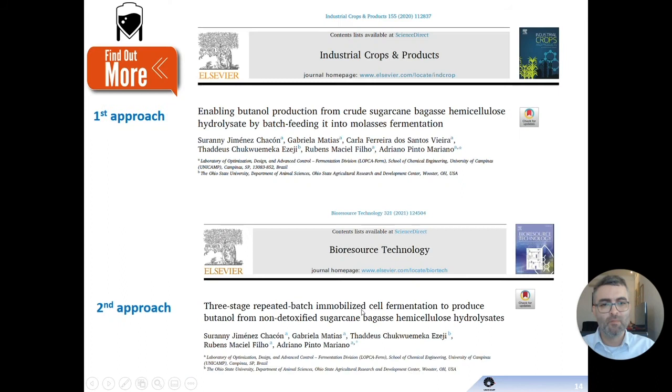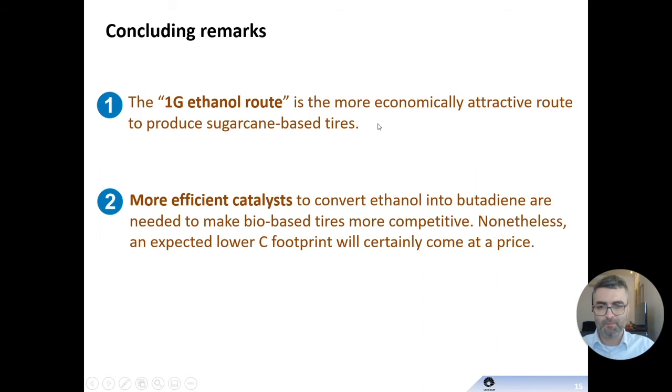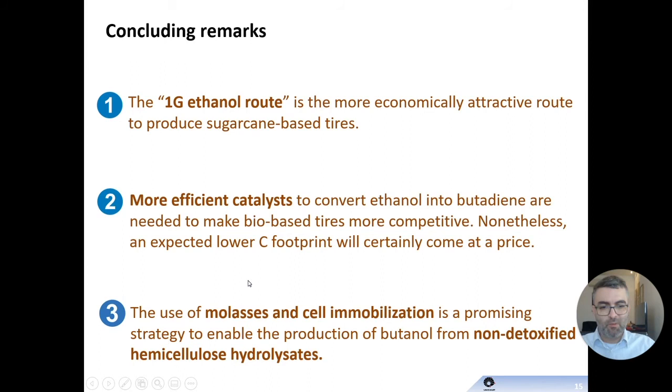Further information regarding these studies you can find in these two publications that were published in 2020 and 2021. Our concluding remarks are that, definitely, the first-generation ethanol route is the more economically attractive route to produce sugarcane-based tires. But we need more efficient catalysts to convert ethanol into butadiene in order to make bio-based tires more competitive. We also expect that the lower carbon footprint will certainly come at a price. And thirdly, the use of molasses in cell immobilization is a promising strategy to enable the production of butanol from non-detoxified hemicellulose hydrolysates.